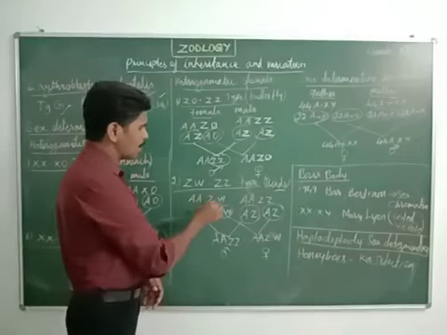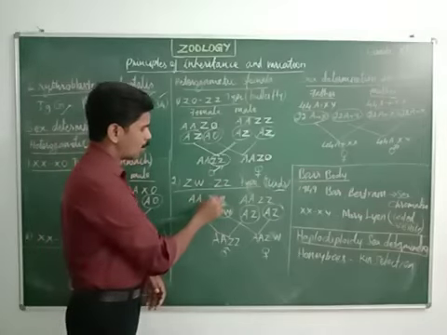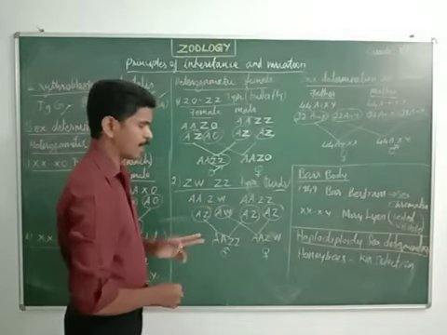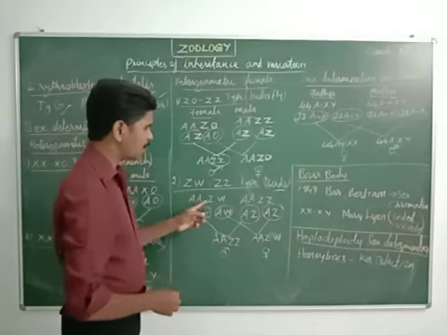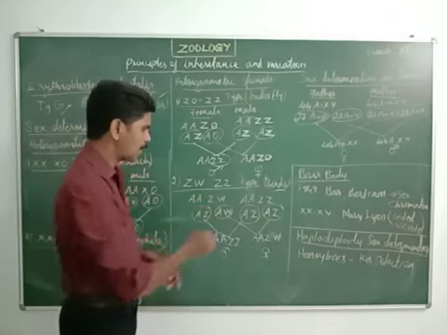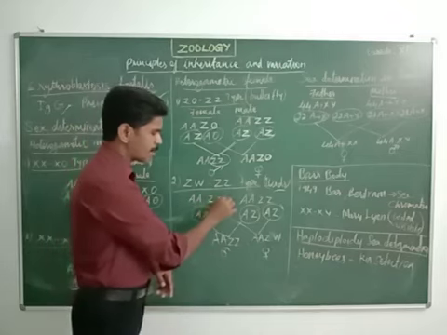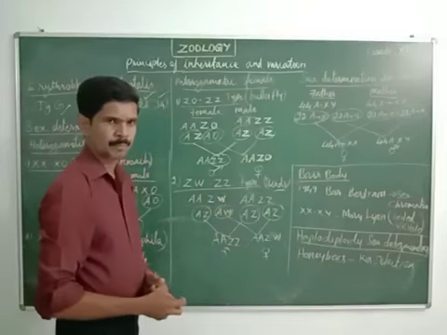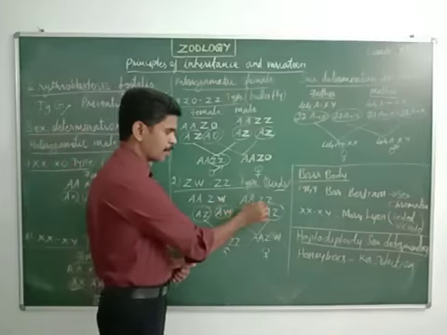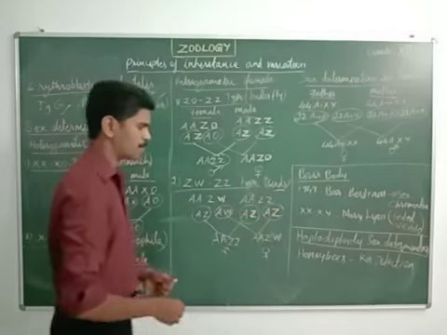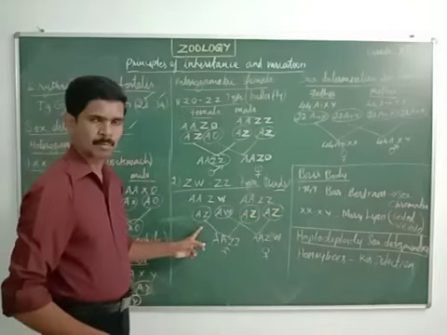Here the female has one Z chromosome. The female produces two eggs. One egg consists of a Z chromosome and the next egg consists of a W chromosome. But the male produces two sperm, and both sperm consist of a Z chromosome.